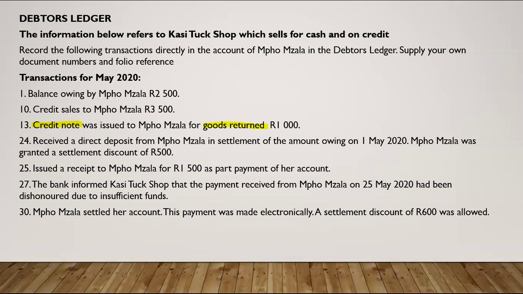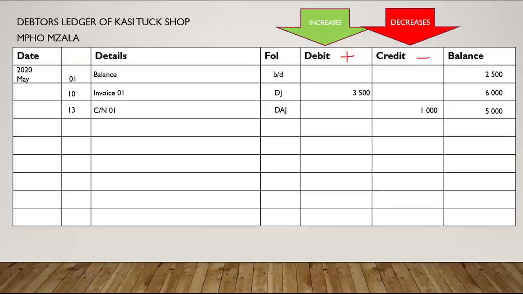The 24th, we received a direct deposit from Mpomzala. So we received money from Mpomzala in settlement. To settle something means you are paying it off. Here we were settling the amount owing on the 1st of May 2020. Mpomzala was granted a settlement discount of 500. Which amount was Mpomzala settling here? Mpomzala was settling that amount over there that was owed on the 1st of May. And we gave Mpomzala a discount. What source document do we use when you receive money from a debtor?